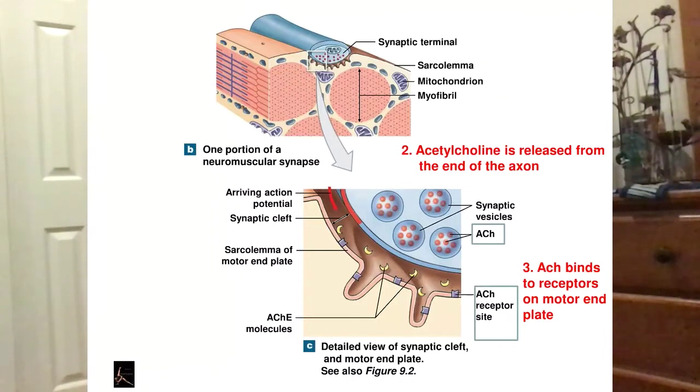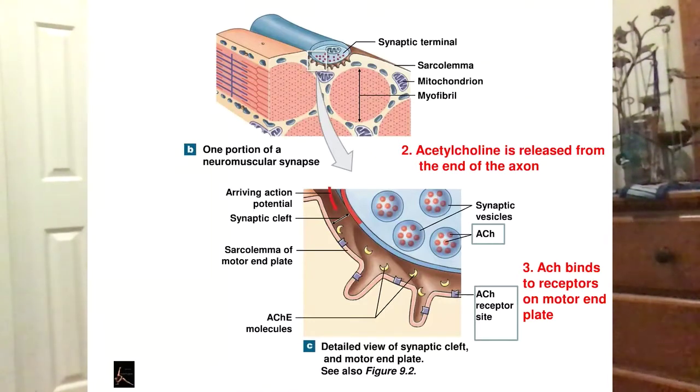In the close-up detailed view at the bottom, you can see that the neurotransmitter that is used to stimulate a muscle cell is ACH, acetylcholine. It's always going to be acetylcholine. It's released from the end of the axon. It then binds to the ACH receptors on the sarcolemma. This is always going to be excitatory, so those receptors are called nicotinic receptors.